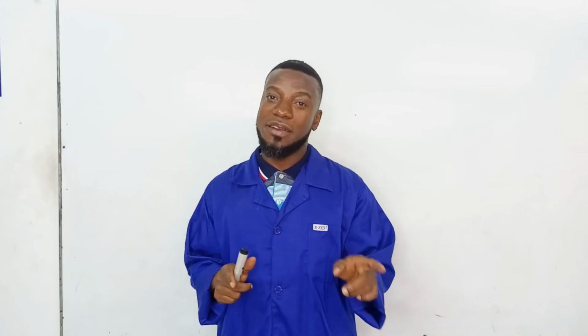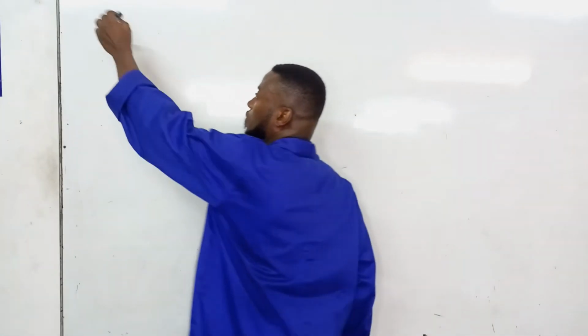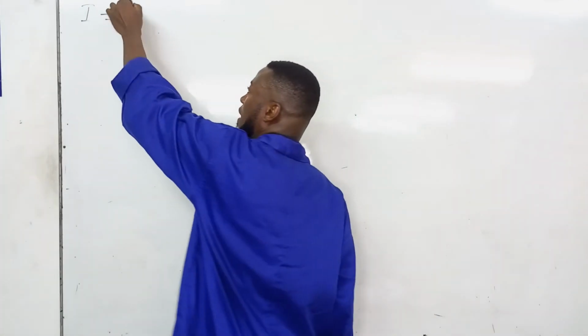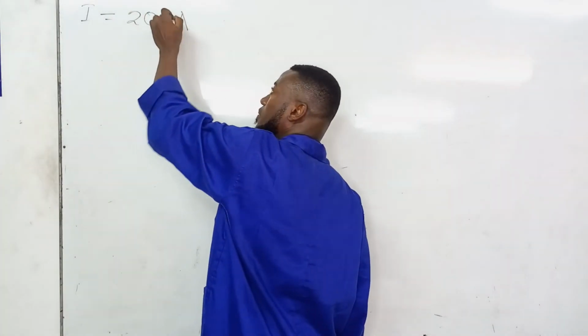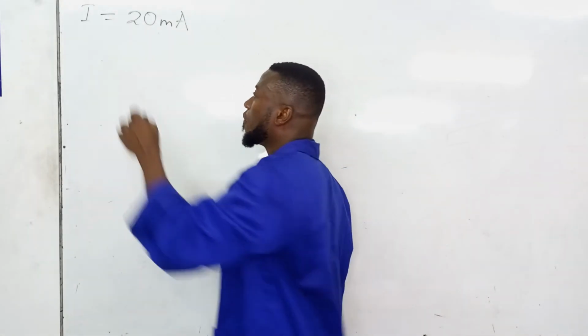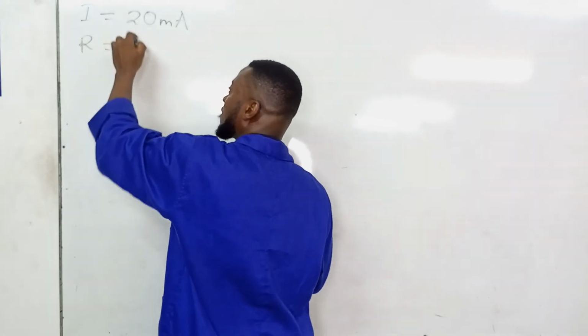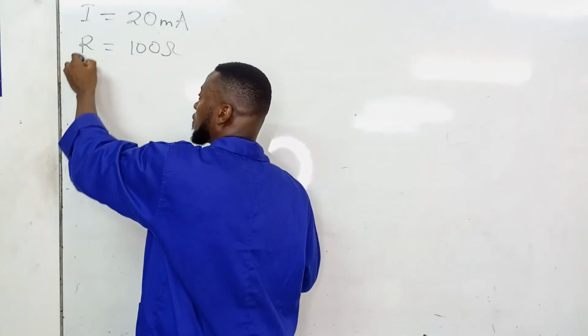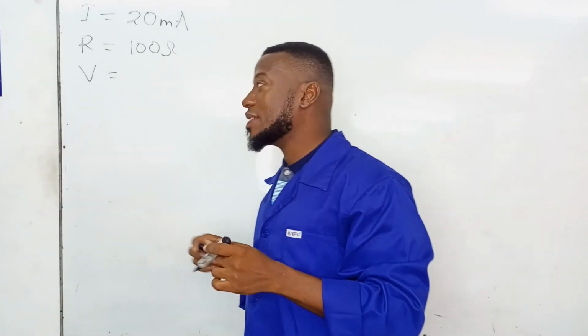So with this, let's try a different example. Let's try the next example and find how to calculate for voltage when we are given current and resistance. So assuming we have a current of 20 milliamp, and then we have a resistor of 100 ohm. The question is, let's find the voltage or the potential difference in the circuit.